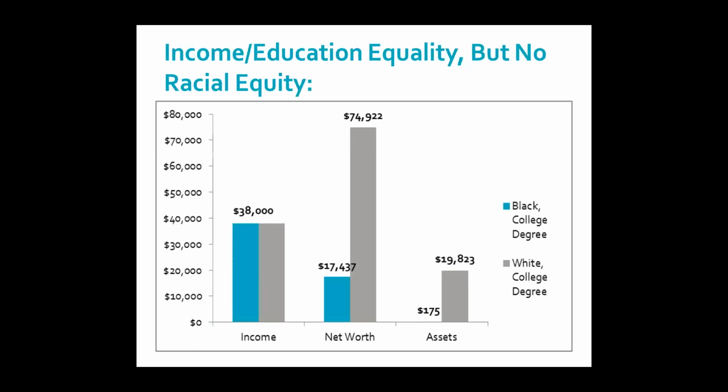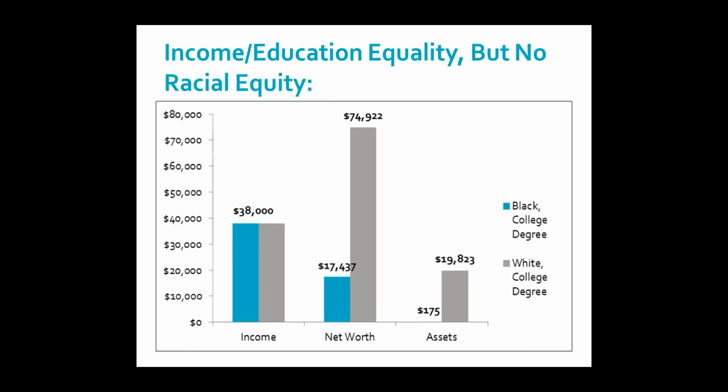Additionally, this is a slide showing income, education, and equality, but no racial equity, right? And so going back to equality versus equity. So we see with black people with a college degree and white people with a college degree both making the same amount of money, $38,000. The net worth for that black person with that college degree is just over $17,000, and for that white person with a college degree, it's just under $75,000.